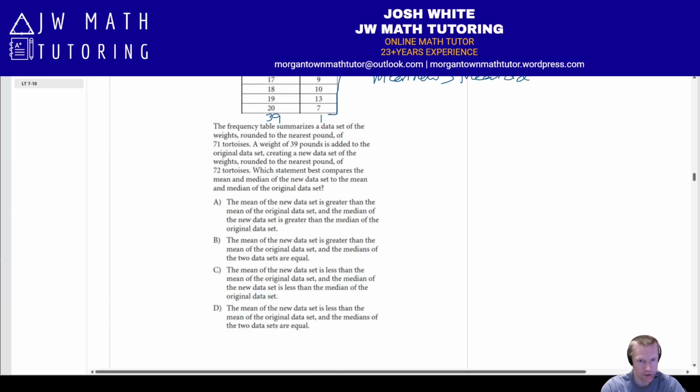So if we go down here to start off, the mean of the new data set is greater than the mean of the original. Okay, that we keep. B we keep. Mean of the new data set is less than the mean of the original? No, wrong. That's the opposite. Wrong, that's the opposite. So now we're down to these, and we're comparing the two medians.